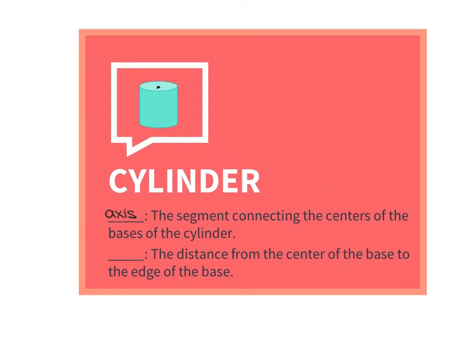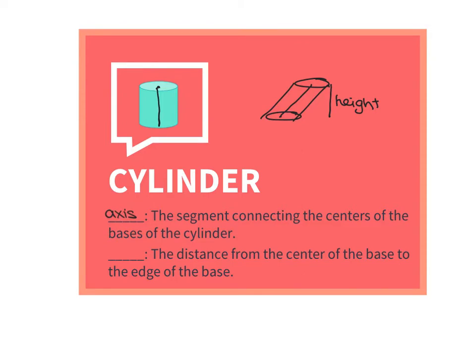We often refer to this as the height, but the height isn't the same thing as the axis if it's oblique. So if I had a cylinder that's like this, that's still my axis, but now my height is out here. If it's a right cylinder, then yes, my axis and my height are the same.